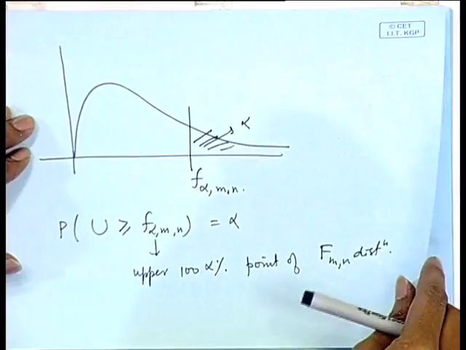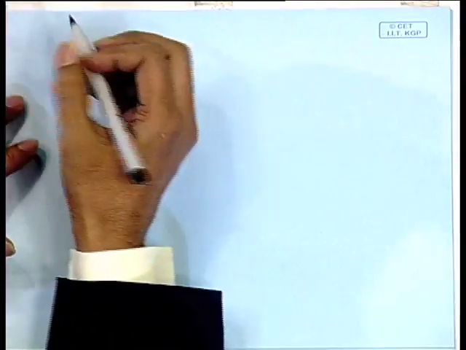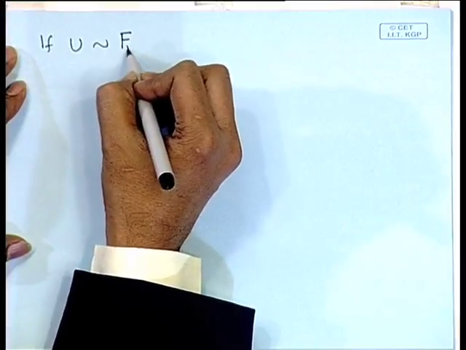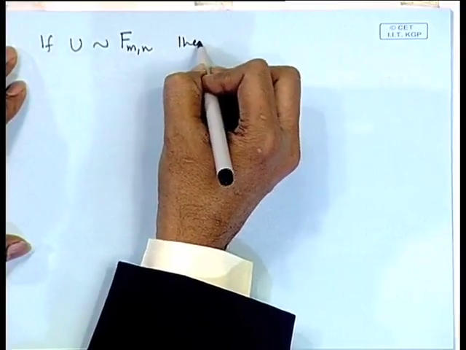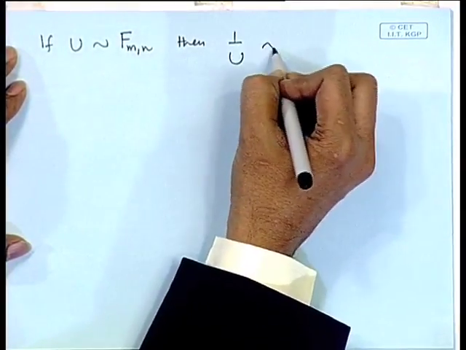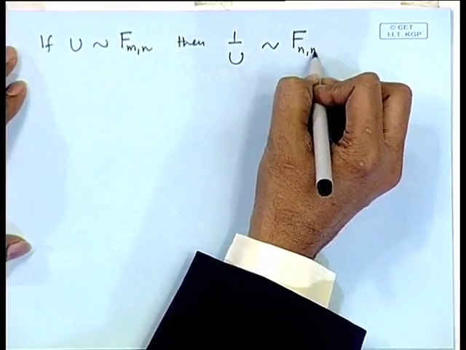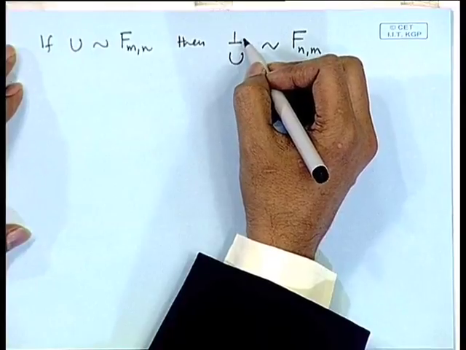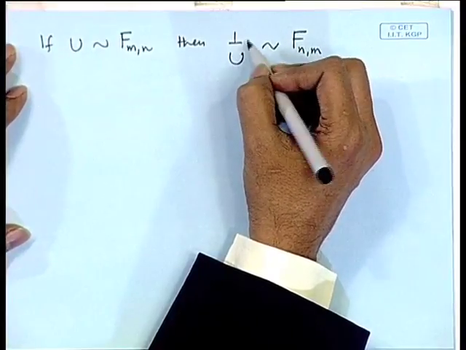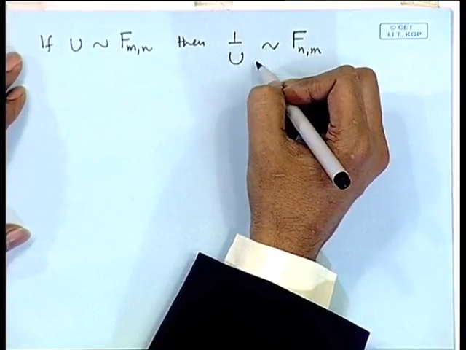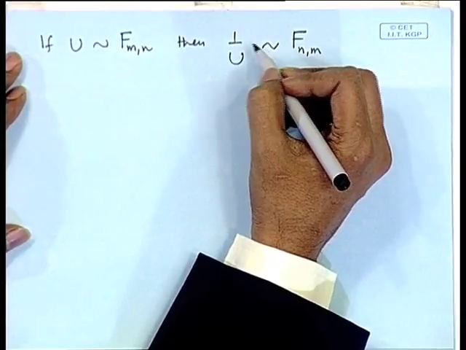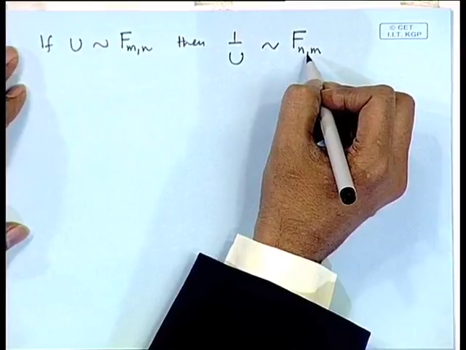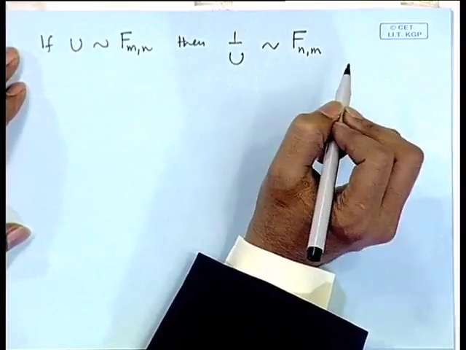Now, by the definition of this f variable, it is clear that if I have u following f m n, then 1 by u will follow f n m, because 1 by u remains a ratio of chi square variables divided by their degrees of freedom. However, the numerator degrees of freedom have gone to the denominator and the denominator degrees of freedom have gone to the numerator. So, this becomes an f distribution on n m degrees of freedom.